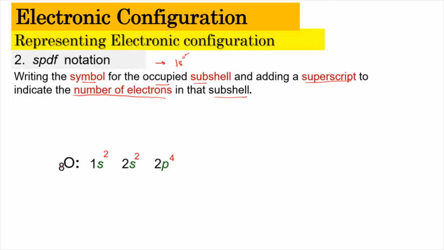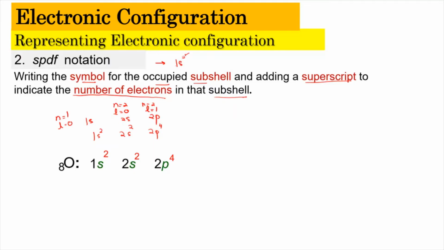So the 8 electrons here: 2 electrons will go to the 1s orbital, then the 2s orbital will have 2, and the 2p orbital will carry 4 electrons. Because you know that when n is equal to 1, L is equal to 0, so you can only have one s. But when n is equal to 2, L can equal 0, which is 2s, and when n equals 2, L is equal to 1, which is 2p.